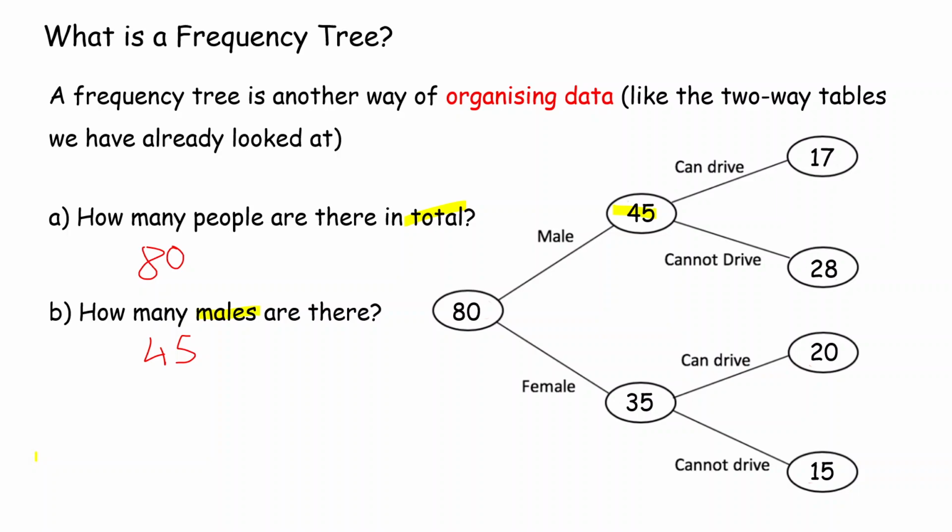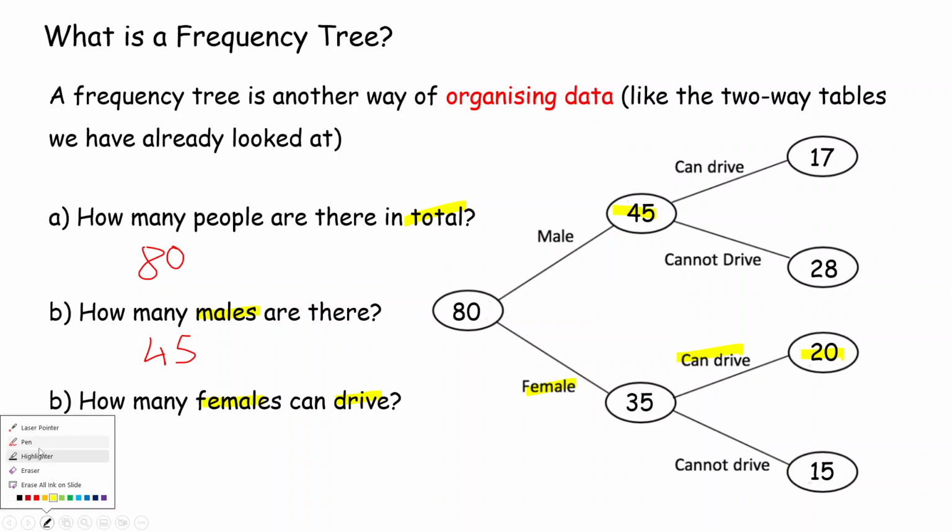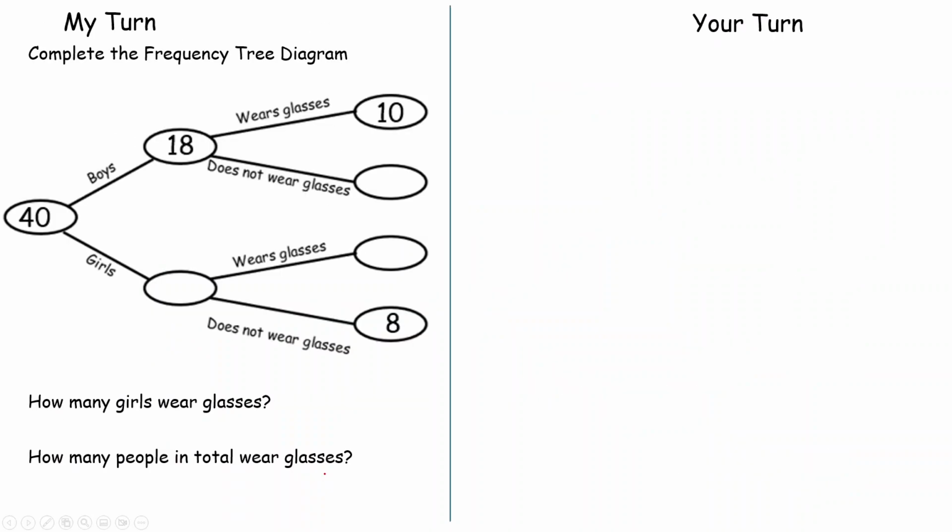And then part C is saying how many females can drive. So you're looking at the females who can drive, you're looking at 20. 20 can drive, 15 cannot drive, so the answer for this one is 20. Good, so let's go through my turn, your turn, and then we can look at getting probability from these in the next video. So complete the frequency diagram to begin with.